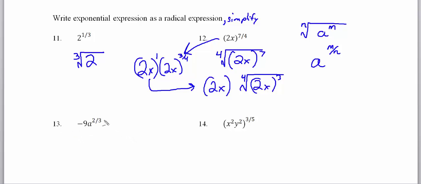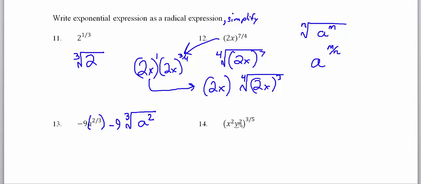In problem number 13, one of the tricky things about it is a lot of people would write the -9 under the radical. But it is in fact the a that is the only thing under the radical, because the 2/3 power belongs to the a itself and not the -9. You'll note that in problem number 12, the parenthesis was around the 2 and the x, but here there's no parenthesis around the -9 and the a, so you have to basically assume that the a is the only thing raised to the 2/3 power, so the 3 goes on the outside, the 2 goes on the inside, and the -9 is in front. Nothing is modified or adapted from that.